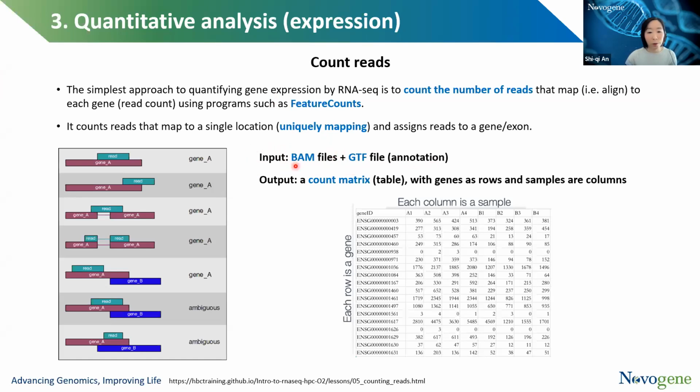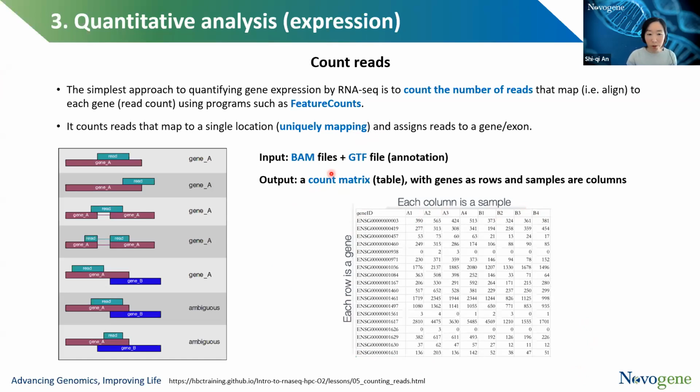The output for this step is very simple. It's basically a table, a count matrix. What it has is the gene name here, and then the read counts for each gene, and these columns just mean different samples. So basically you have reads for each gene from different samples in this count matrix. Now this data can be further used for expression level analysis, but actually it's not that straightforward.